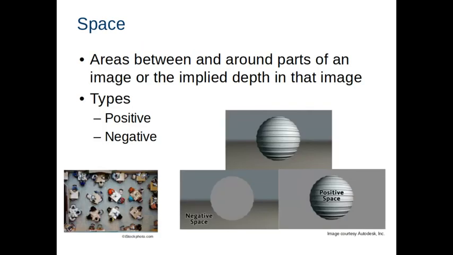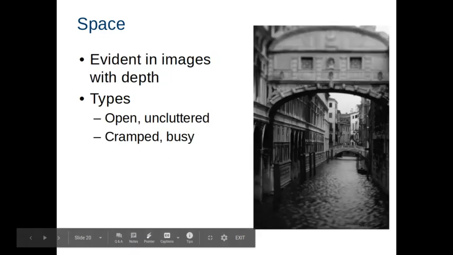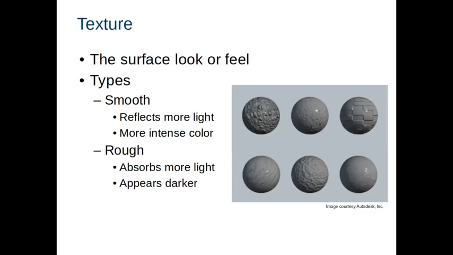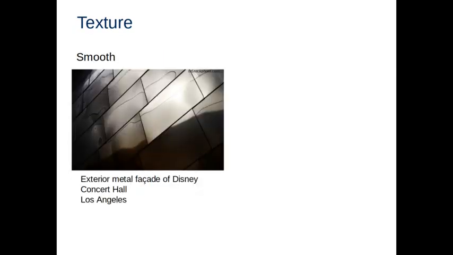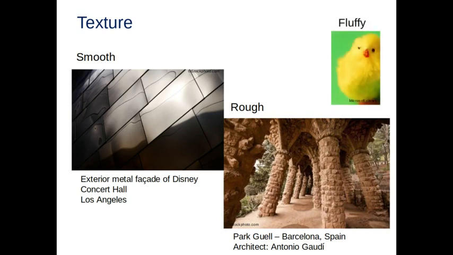Okay. Next is space. This one's pretty simple. Positive space has a lot of stuff. Negative space doesn't. So you can really create a certain feel when you look at some spaces based on how cramped or cluttered or open that space is. Then we have texture. So smooth gives you a modern feel versus rough, maybe a little bit more historic. And then fluffy, I think the duck just looks cute.